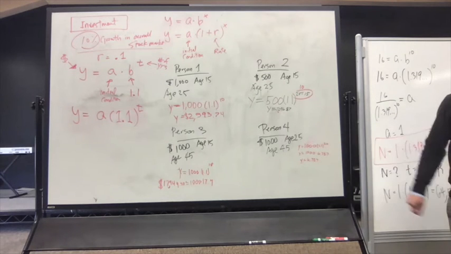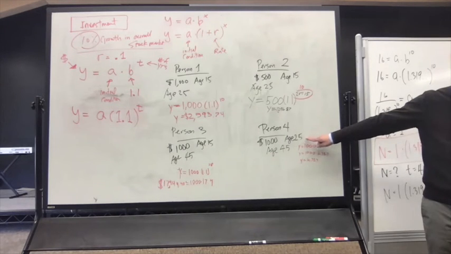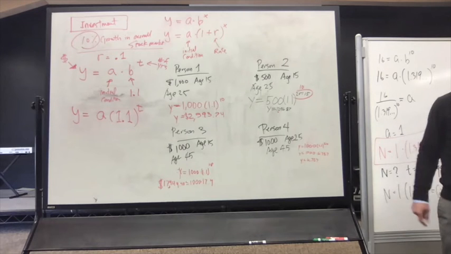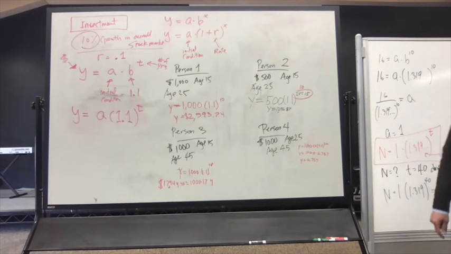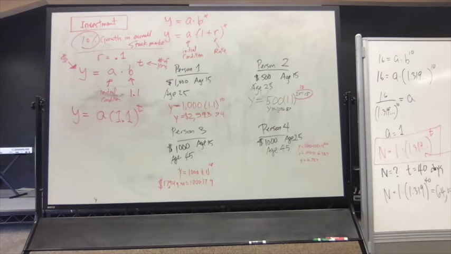And here, person four starts 10 years later than person three, and only got $6,727. Look at that. This is the power of compound interest. Put money in, the initial amount will make a difference, but not as much as the time you allow it to grow. And it will go faster and faster the more you wait. Does that make sense?